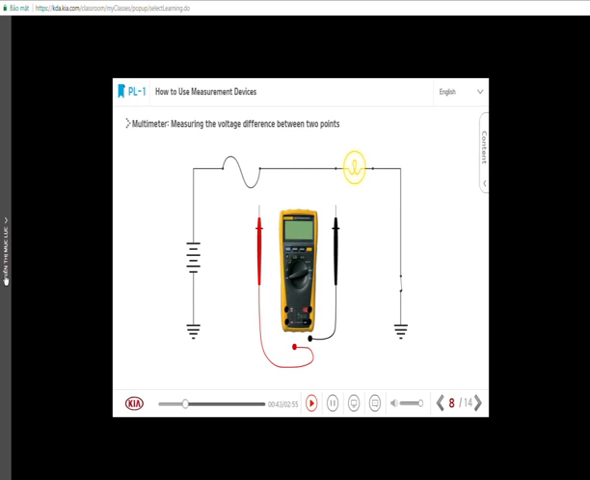We will measure the voltage difference between A and B points. Select the DC voltage. Locate the red probe on the A point. Locate the black probe on the B point.